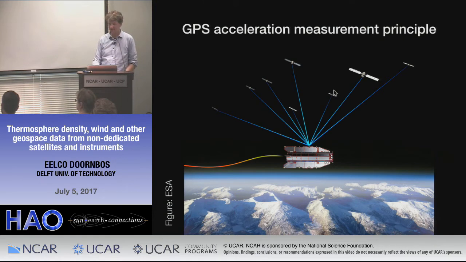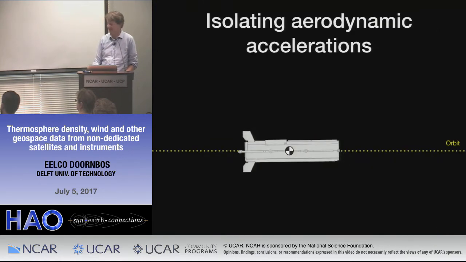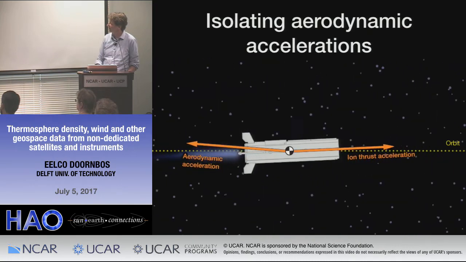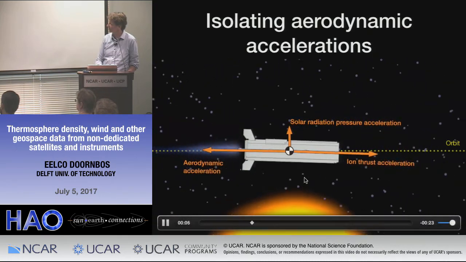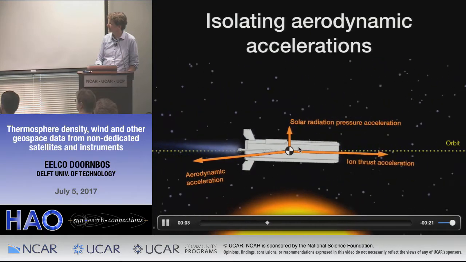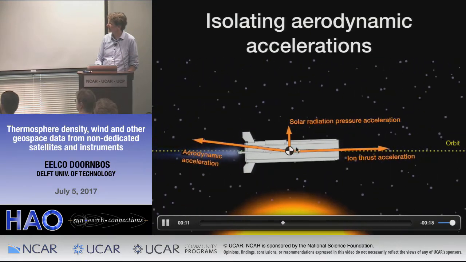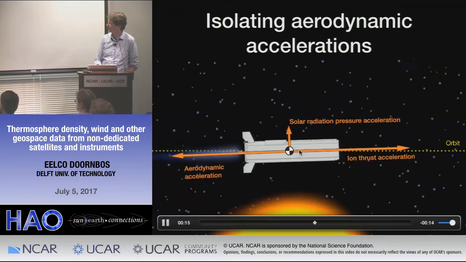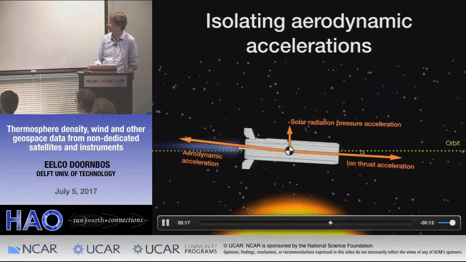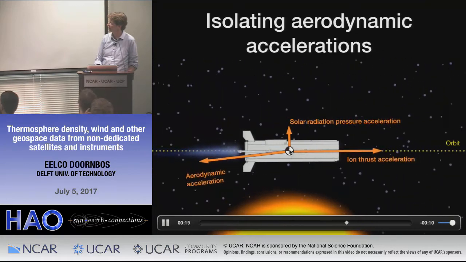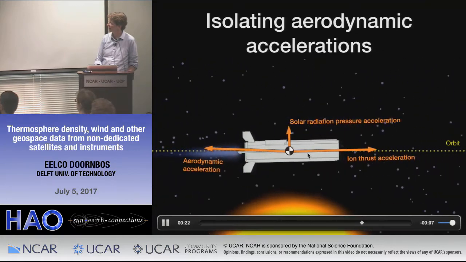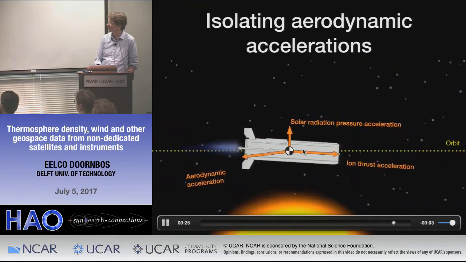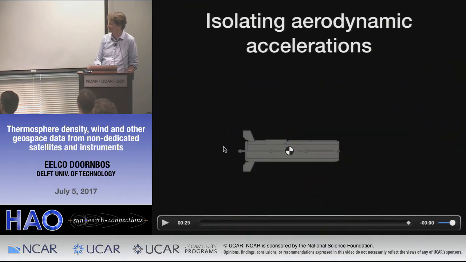But we're interested in the thermosphere, so we need to isolate aerodynamic accelerations. And so we need to look at what is actually measured. It's the sum of all the non-gravitational accelerations. That includes the aerodynamic acceleration, the solar radiation pressure acceleration, and on most satellites there's also some sort of thrusting going on. On GOCE it was this continuous ion thrust that was actually regulated by the accelerometer. So basically the length of this arrow is kept the same as the component in the satellite body fixed frame of the aerodynamic acceleration.